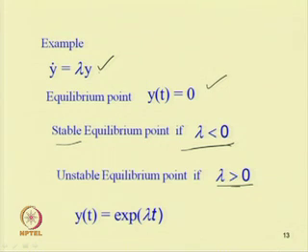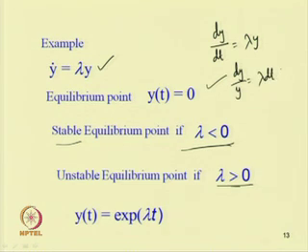For example, in this case the solution y t: as dy by dt equal to lambda y, one can find dy by y equal to lambda dt. By integrating, one can find ln y equal to lambda t.